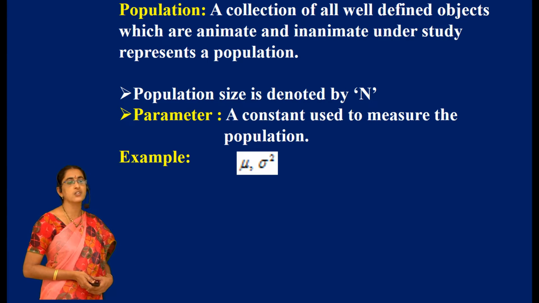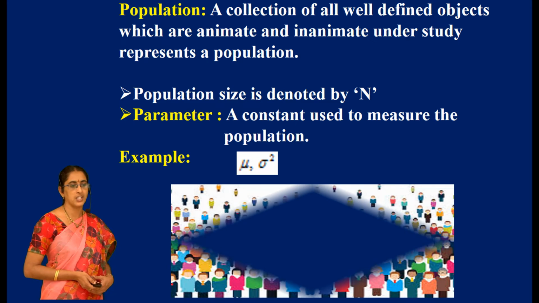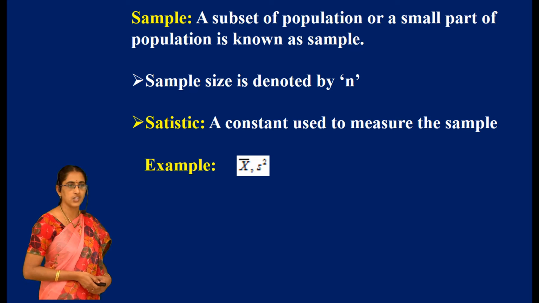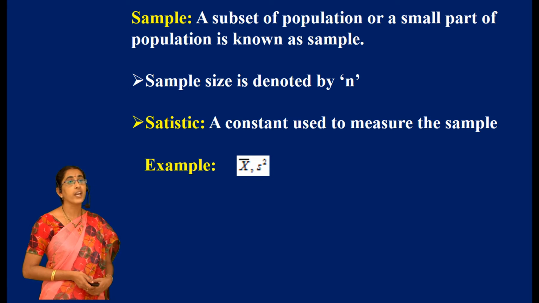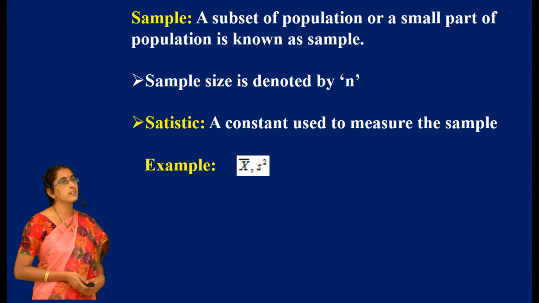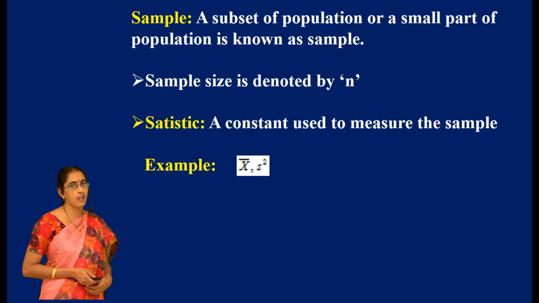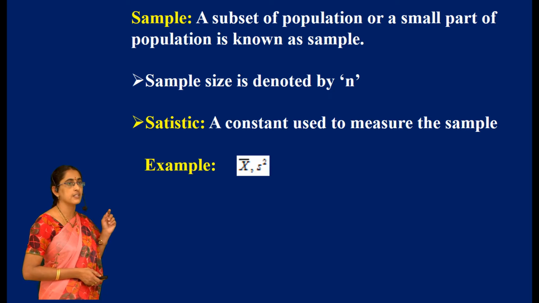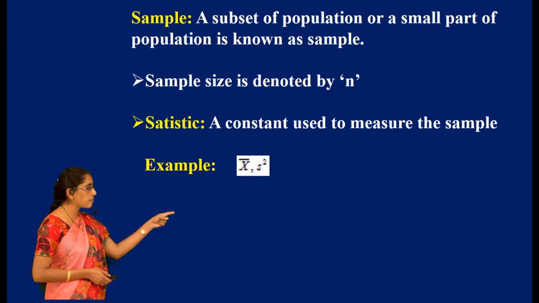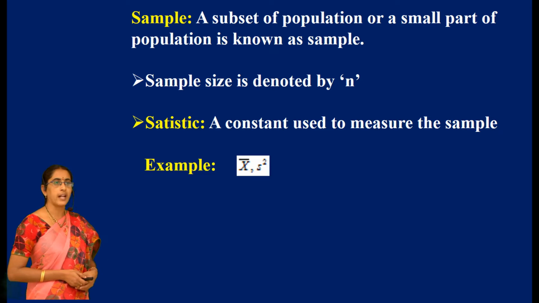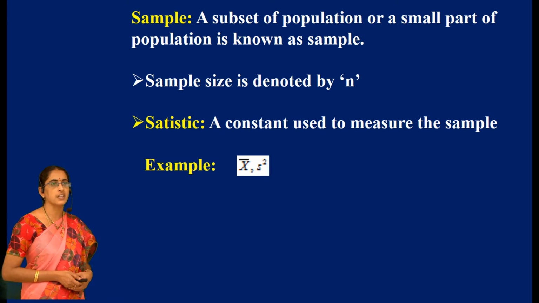When we consider a small part of the population, that becomes a sample. A subset or a small part of the population is known as a sample, where the sample size is denoted by small n. Remember to differentiate the population size and sample size: population size is denoted by capital N and sample size by small n. Like the population parameters, we also need to measure the sample.